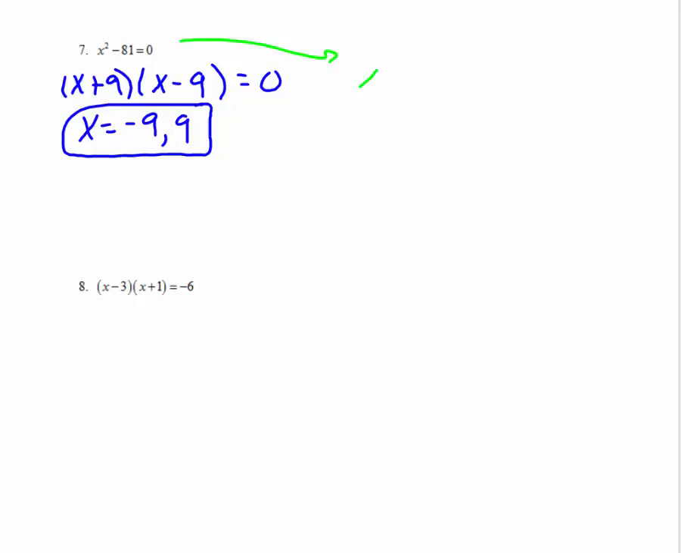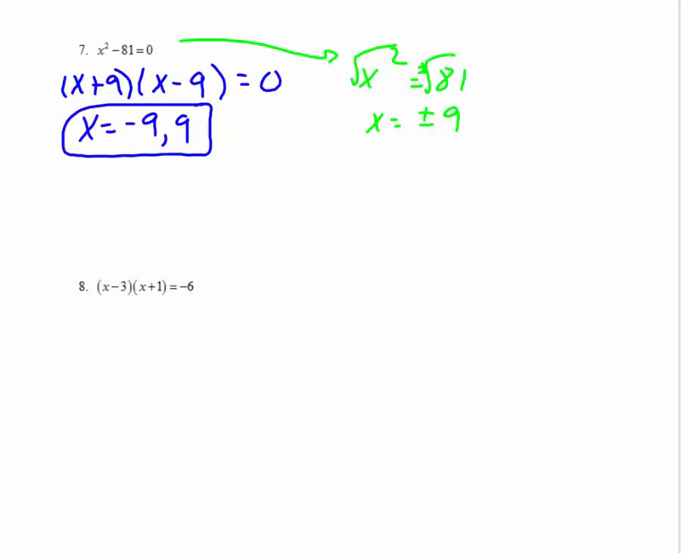The other method you could hopefully pop into your head is the square root property. Add over the 81, and then take the square root to the left and the square root to the right, not forgetting plus or minus. So we end up with plus or minus 9 as well. So either of those methods work the quickest.